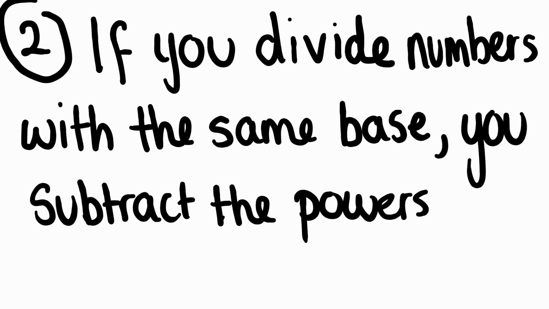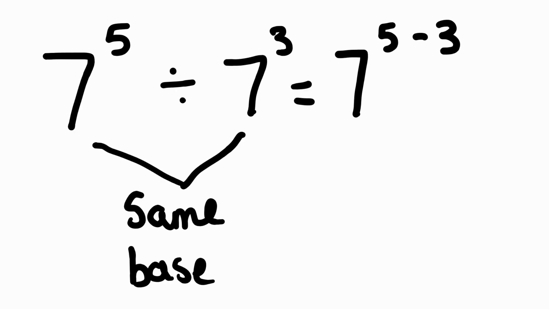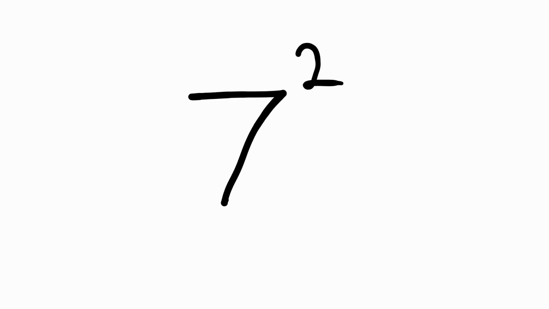So the next rule is that if you divide numbers with the same base, you subtract the powers. So for this instance here, we have 7 to the power of 5 divided by 7 to the power of 3. First of all, we see that they have the same base. We have a 7 and a 7 here. So the 7 will stay the same. And when we divide numbers with the same base, you subtract the powers. So we do 5 take away 3, and that will get us 7 squared.